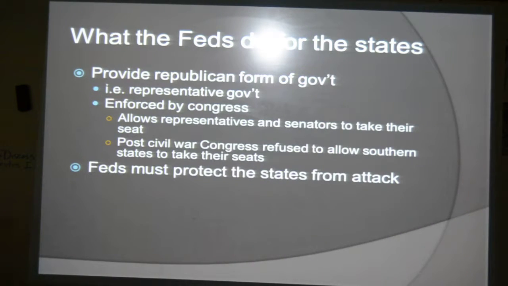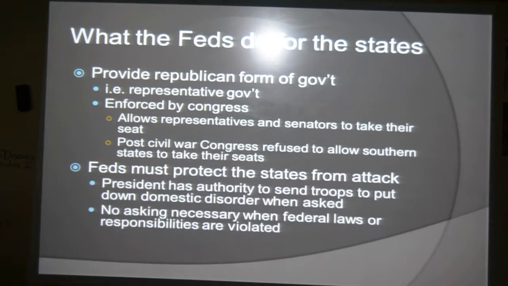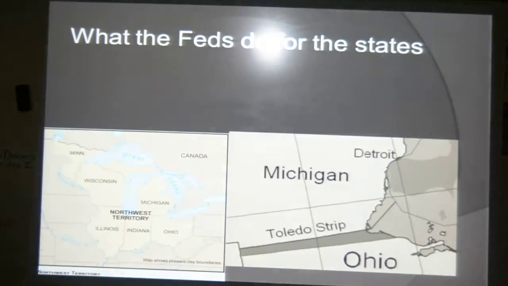The feds must protect the states from attack. And now again, he has the authority to send troops if there's a problem in the country. If you think back, this is the exact opposite of Shays' Rebellion. Congress didn't have any power to do that. And the president doesn't even have to ask when there's federal laws or responsibilities involved.